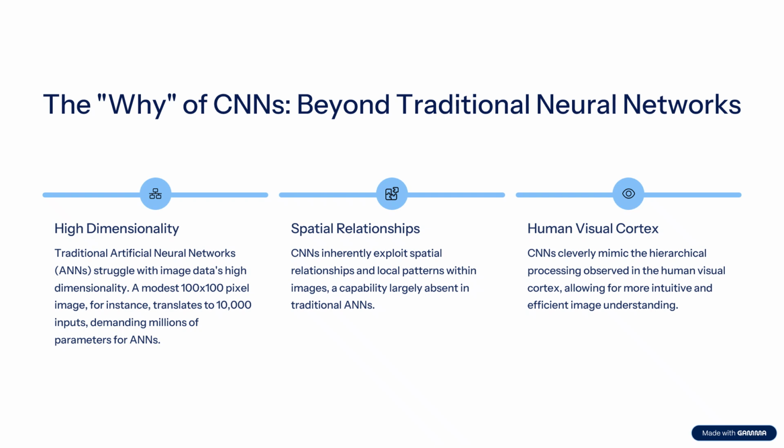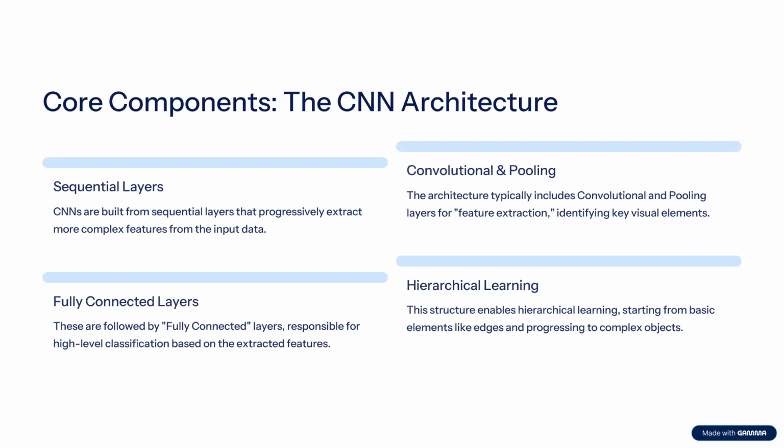Spatial relationships. CNNs inherently exploit spatial relationships and local patterns within images, a capability largely absent in traditional ANNs. Coming to the human visual cortex, CNNs cleverly mimic the hierarchical processing observed in the human visual cortex, allowing for more intuitive and efficient image understanding.